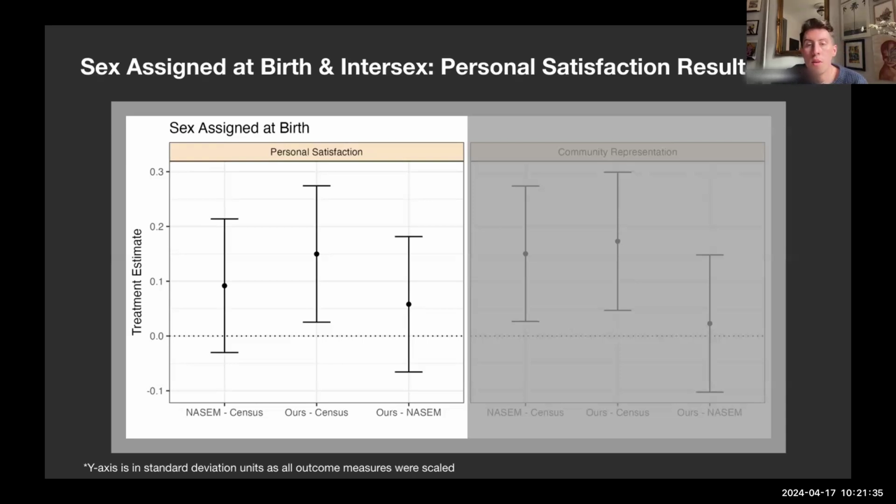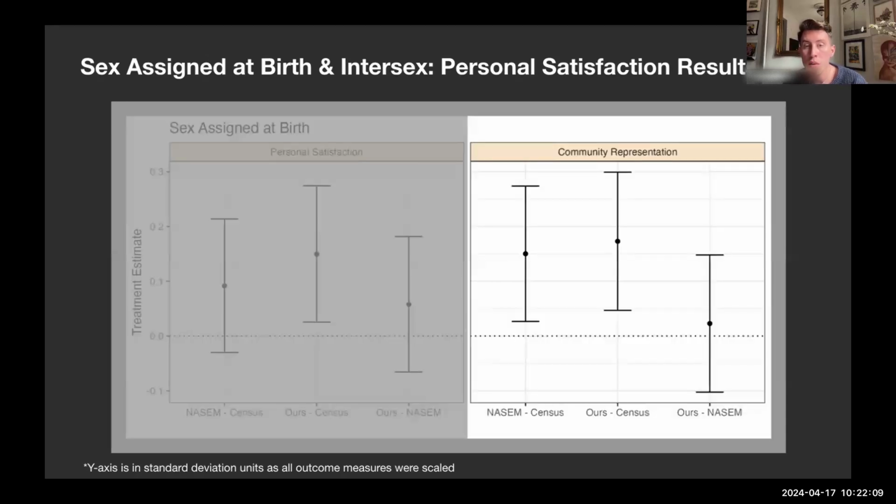The bars on the graph represent the 95% confidence intervals, and note that any bar crossing the 0 value, which is indicated by the horizontal dotted line, signifies that there was no significant difference between the treatment groups. Regarding personal satisfaction, we found no statistical difference between NASEM and the census construct, or ours versus NASEM. What the experiment did reveal, however, was that there was a significant difference between our construct and the census version, which is unsurprising given that theirs did not ask an intersex question.